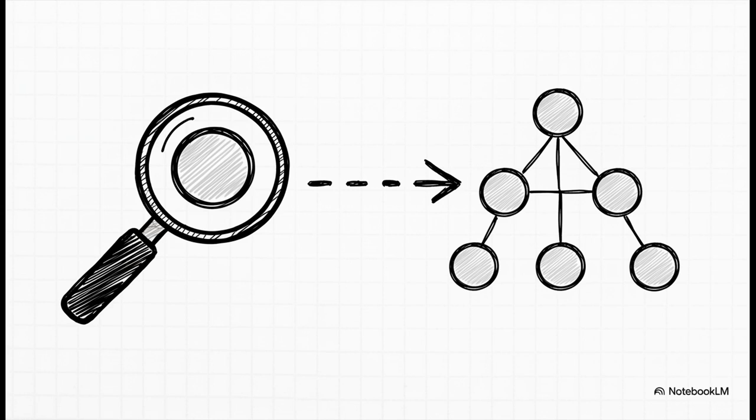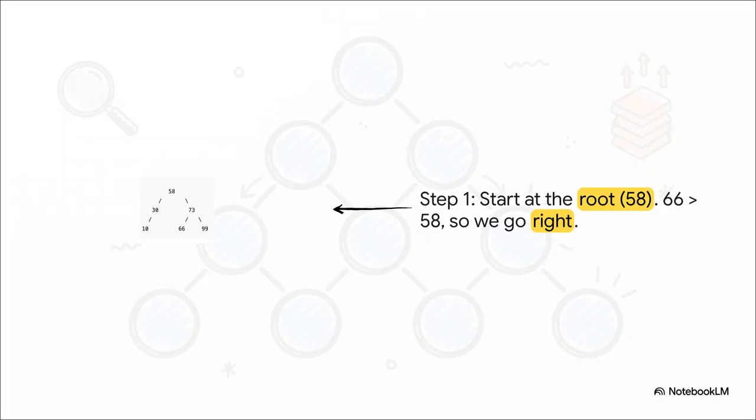All right, first up, let's go hunting. This is what we do most often, right? Searching for stuff. Let's say we need to find the number 66 in this tree. So, where do we start? Always at the top, at the root node. In this case, that's 58. First question: is our target, 66, bigger or smaller than 58? Well, it's bigger. So what does the rule say? Greater than, go right. Easy.